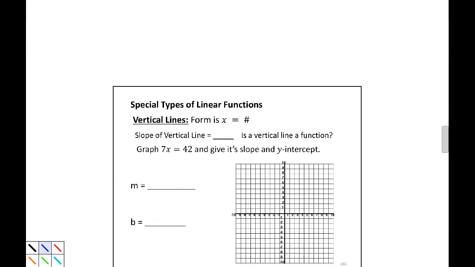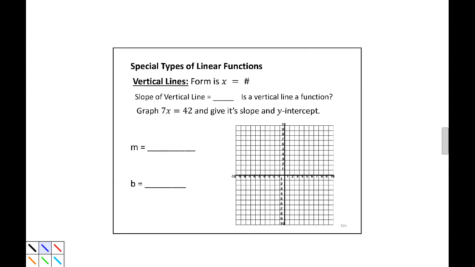The second type of special function we have, these aren't actually functions. The vertical lines are the form x equals a number. The slope of a vertical line is undefined, and it is not a function.